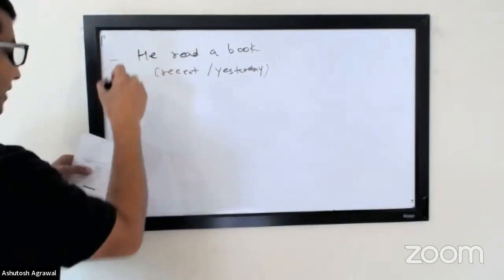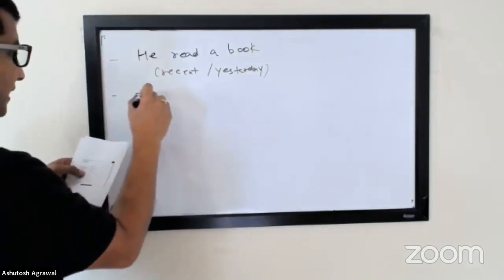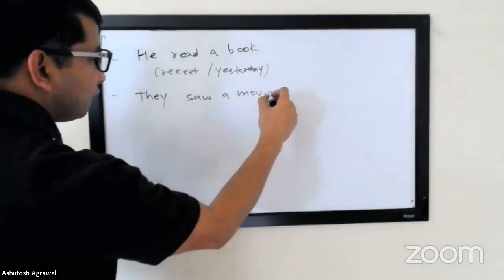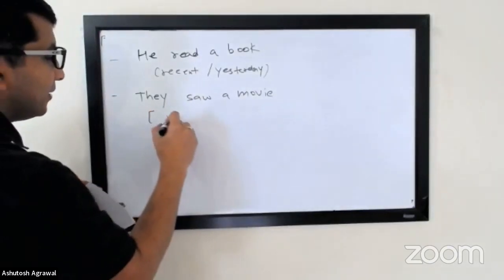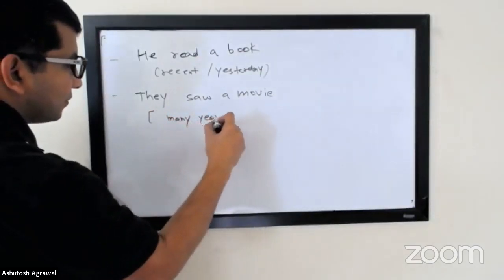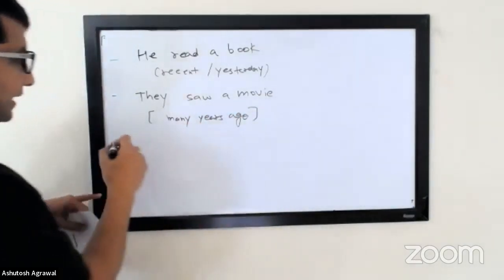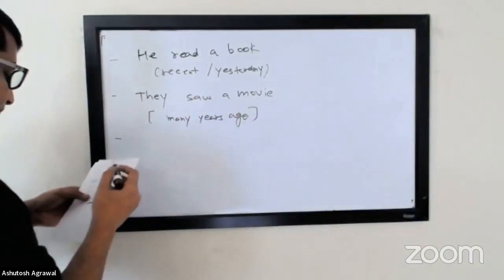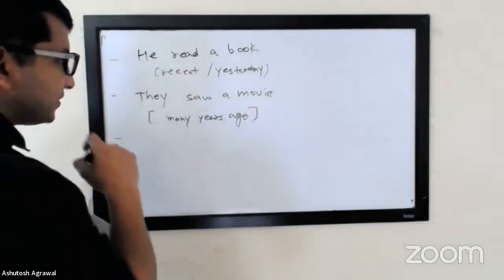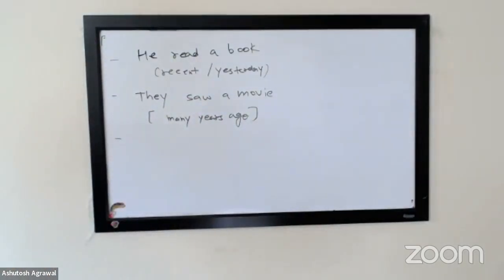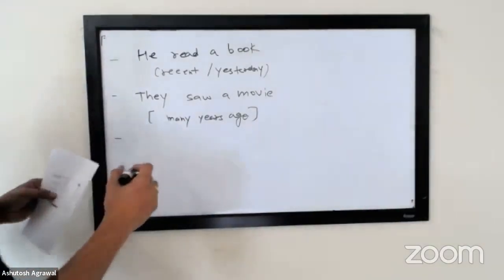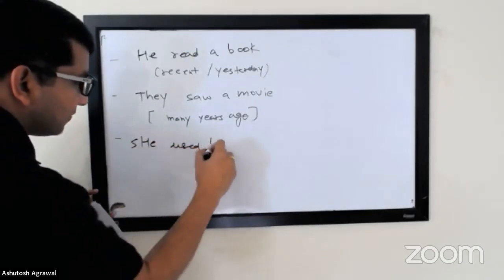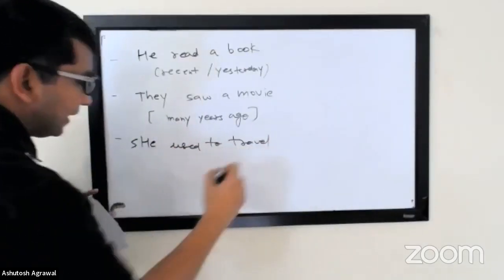How will you say that in Hindi? You can write it down. The next one is: they saw a movie. But that happened, let's say, many years ago. Okay, they saw a movie. Something that happened many years ago. It can also be written differently in English: they had watched the movie. And the next one I have is, let's say, she used to travel, for work basically.